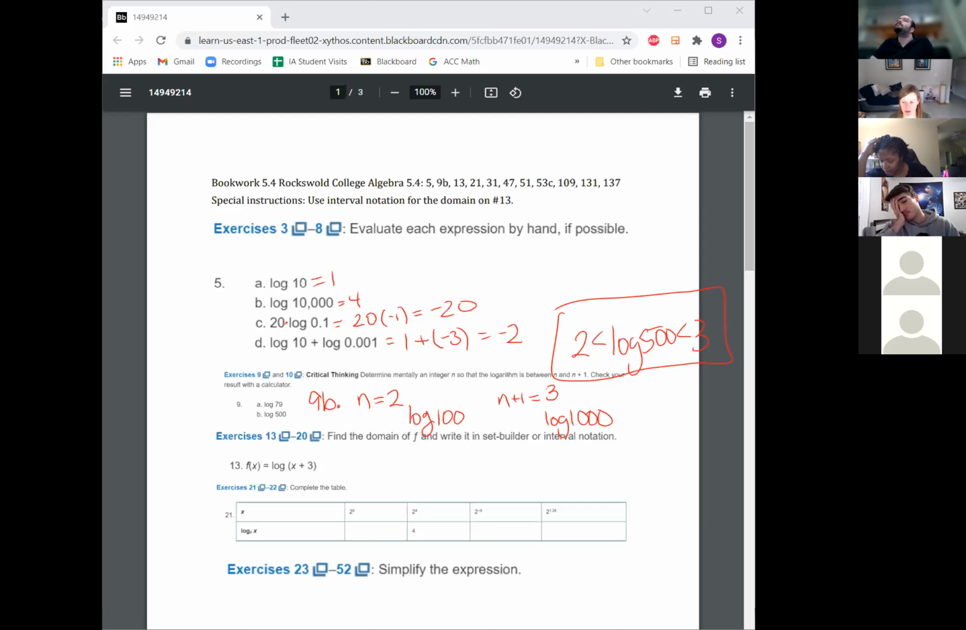All right, number 13, Kayla, you're up next for room 1. I was confused on this question. I didn't end up getting it. Okay, from your notes, what was the domain of a regular log? Because then we can talk about how it's changing. So what's the domain of just regular log x from your notes?